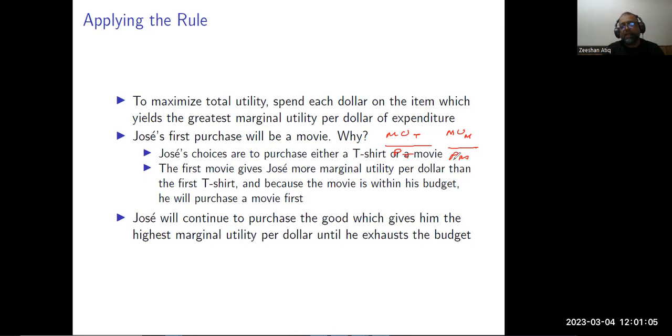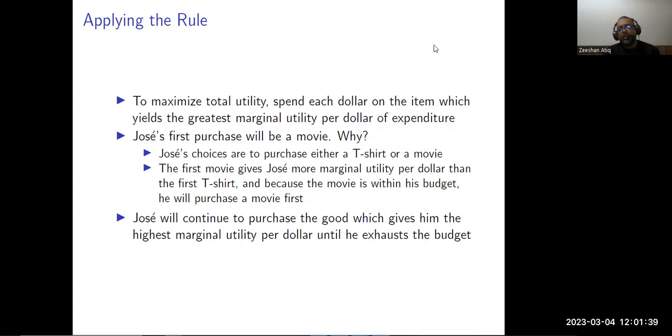This point one says, to maximize utility, you should spend each dollar on the item which yields the greatest marginal utility per dollar of expenditure. In this formula, we are comparing the additional utility that you are deriving relative to the amount that you are spending in terms of price. For example, the marginal utility you derive from movies and the price you spend on movies. Generally, you maximize utility at the point where these two ratios are equal. So this is the rule for maximizing utility.